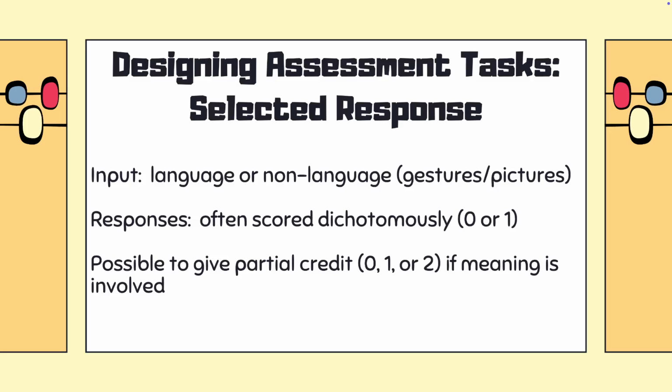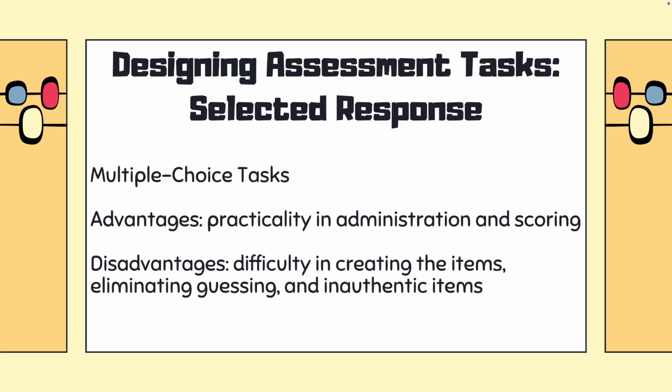Okay, so we're going to start with selected response types of grammar test items. So for this type of selected response, the input we give the students can be language or non-language. So remember, non-language could be gestures, it could be pictures, it could be graphs, it could be anything. The students' responses are often scored dichotomously. That means you either give them 0 or 1, correct or incorrect. It's possible to give partial credit if you include meaning.